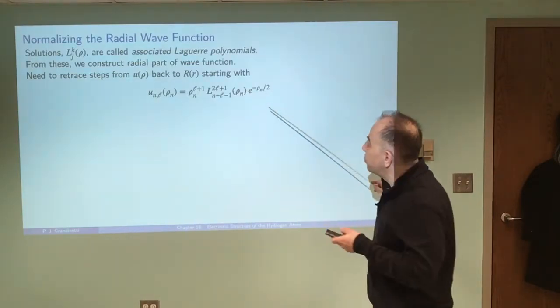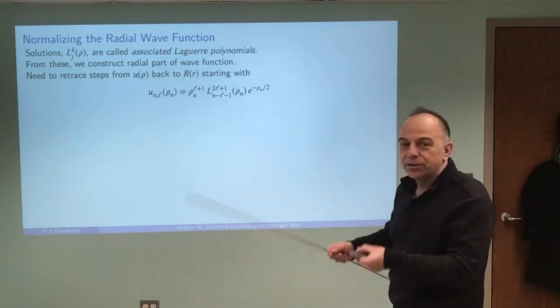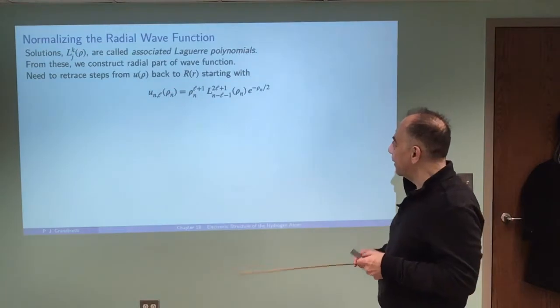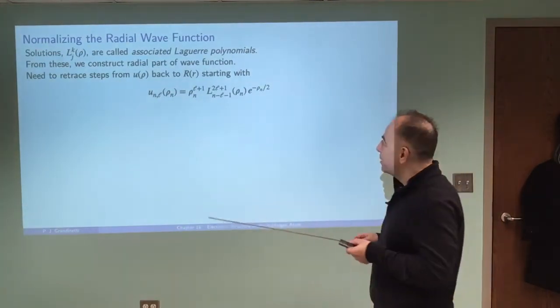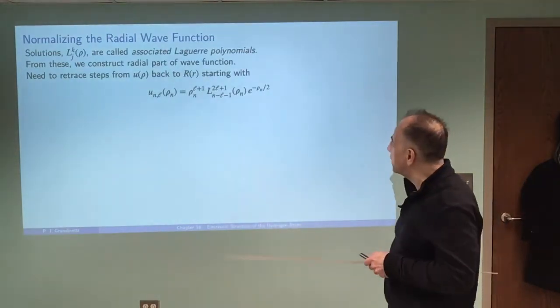And what we have to do is work backwards. If you remember in that derivation, we set it up into a differential equation for a function called u, which was related to the radial part. So now we have to work our way backwards to the radial function as a function of r, the distance between the electron and the nucleus.